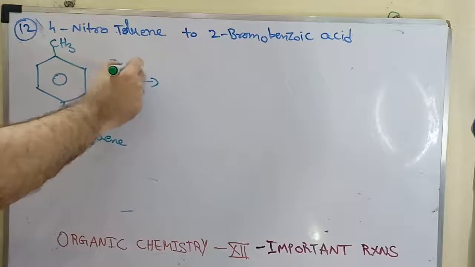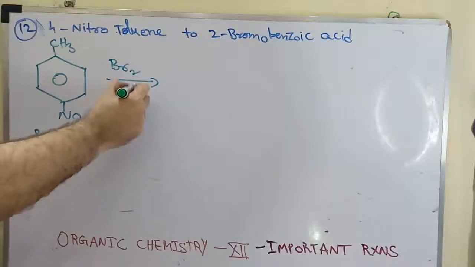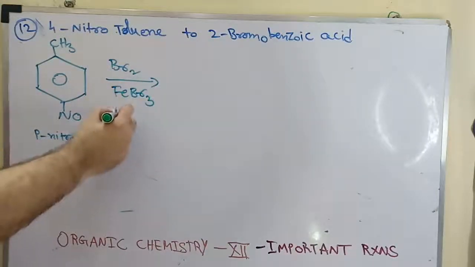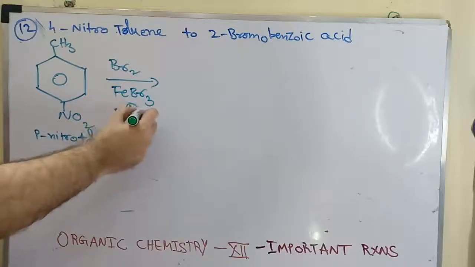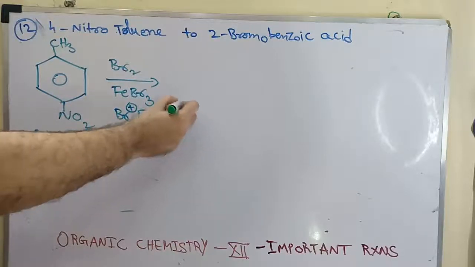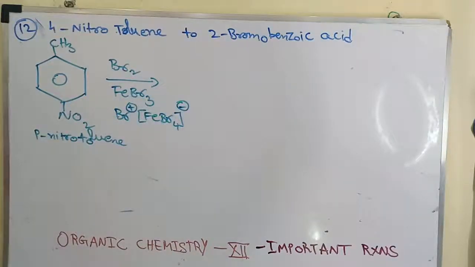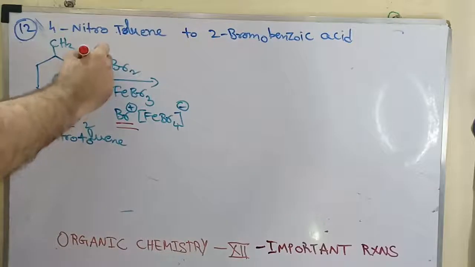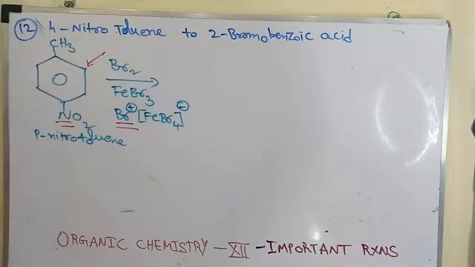So let's treat this with Br2 and FeBr3. That forms a kind of complex, Br+ and FeBr4 minus. This is the complex it forms, and this complex will generate Br+, which is an electrophile. And CH3 being an ortho para director, the para position is already blocked by the NO2 group, so substitution at the para position is impossible. That's what I mean to say.